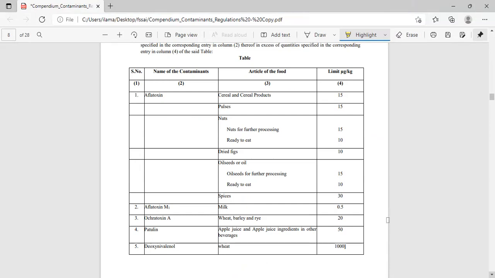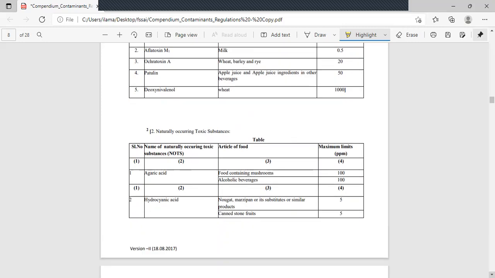Note here in this note, aflatoxins are present in cereals and cereal products, pulses and nuts, dried figs and oilseeds. And aflatoxin M1 is mostly present in milk. Ochratoxin A is present in wheat, barley and rye, and its limit. Patulin, deoxynivalenol, and naturally occurring toxic substances like agaric acid.